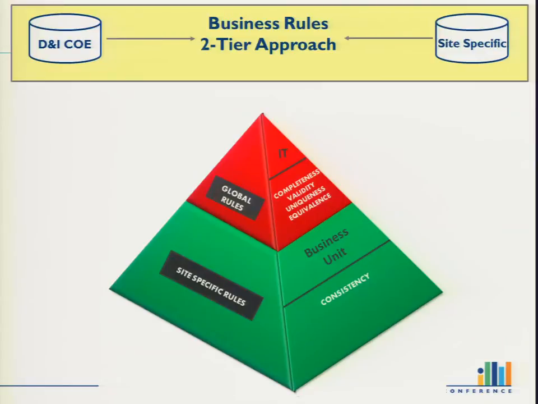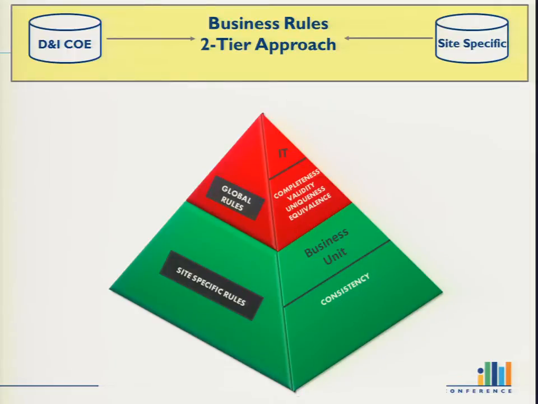Okay, business rules. Big learning that we had on business rules. I already said that in the past, when we did business rules, we just wrote them for everybody, and then they had to live with them. One of our takeaways from our first attempt at data quality was there's a better way. If you look at the pyramid, the top half, which is colored red, we call those global rules. The bottom half that's green, site-specific rules.